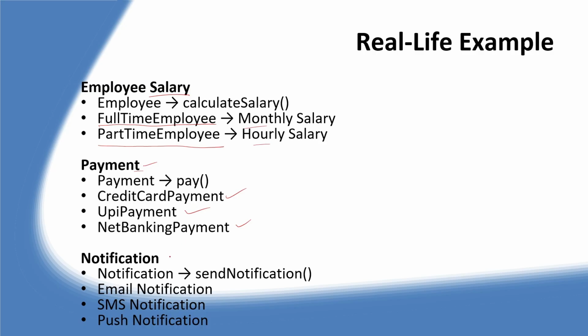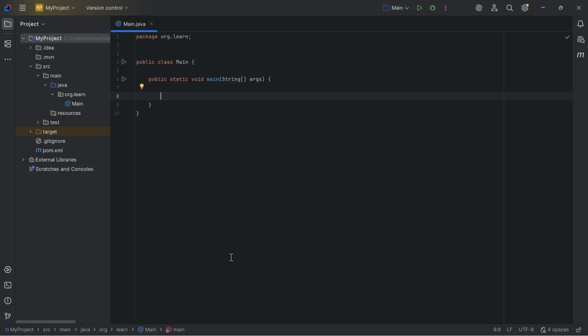Similarly, we will send every notification, but sending an email, SMS, or push notification will use a different implementation or definition. So let's go to IntelliJ and see some examples, so we'll have better clarity code wise. So what we are learning is method overriding.